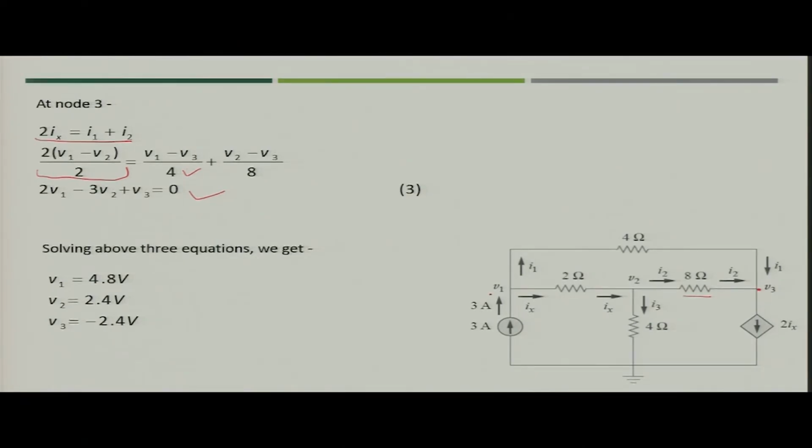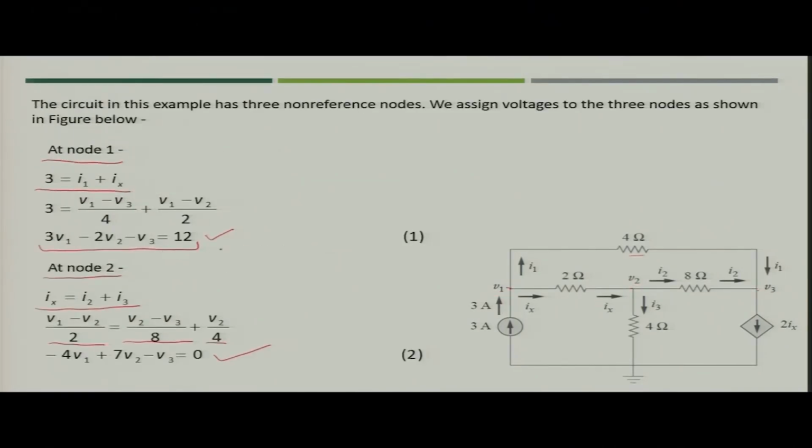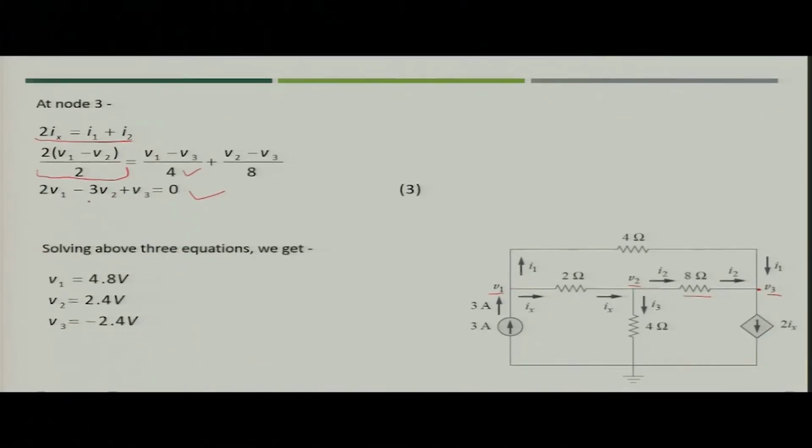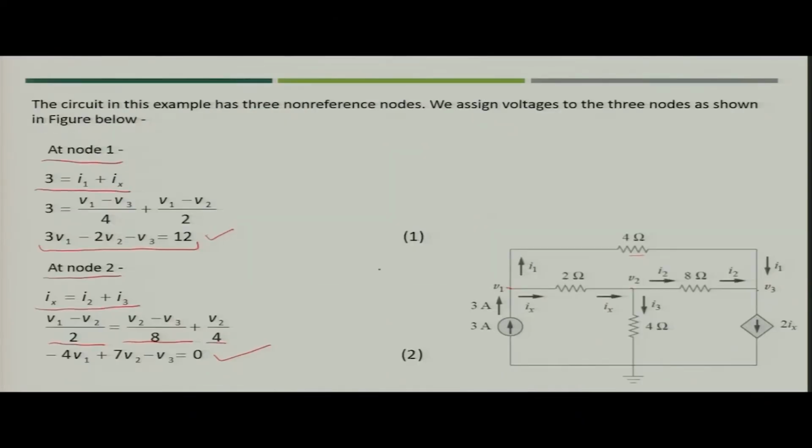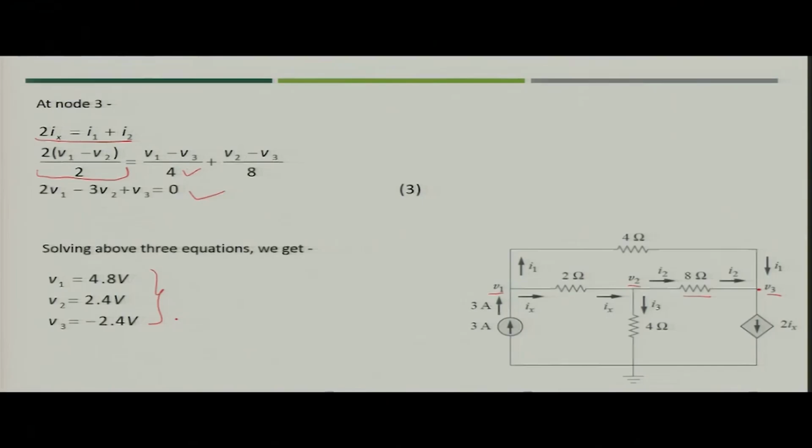Now, you have 3 unknowns V1, V2 and V3, and you have got 3 equations, that is 3 V1 minus 2 V2 minus V3 equal to 12, and minus 4 V1 plus 7 V2 minus V3 is equal to 0, and 2 V1 minus 3 V2 plus V3 equal to 0. So, now you have 3 equations, 3 unknowns. If you solve all those 3 equations, you will simply get the values of V1, V2 and V3. So, the node voltages which were asked to be determined have been calculated in this way.